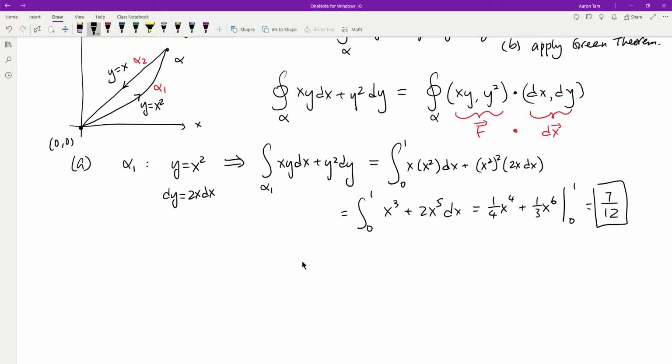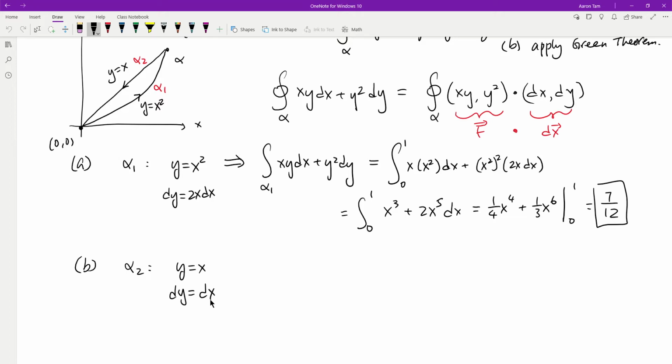Now alpha 2 is a little tricky. The reason is that if I replace y equal to x and dy equal to dx, that seems like exactly what I'm supposed to do with alpha 1, but there's a problem. The problem is that the integral would go in the wrong direction unless I use the limits correctly.